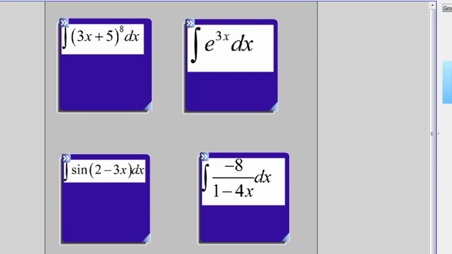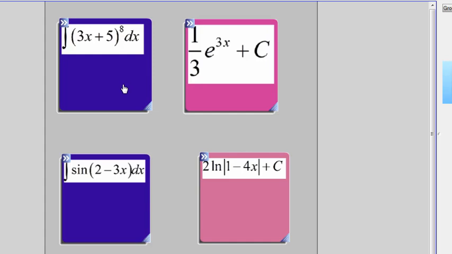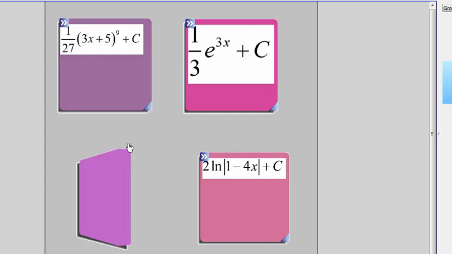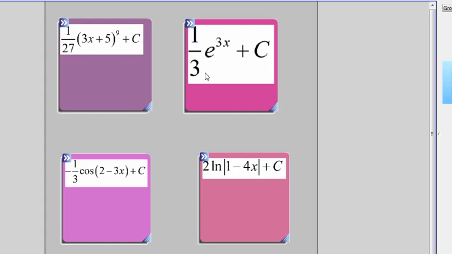In all these integrals, we use a simple substitution because the expression inside the brackets in this case was 3x plus 5. Here, the composite function inside e to the x was just 3x. Here, the function inside sine was 2 minus 3x. And here, the expression inside the logarithm is 1 minus 4x. In all those cases, we could work with a simple rule by dividing by the constant that is being multiplied by x in every case.